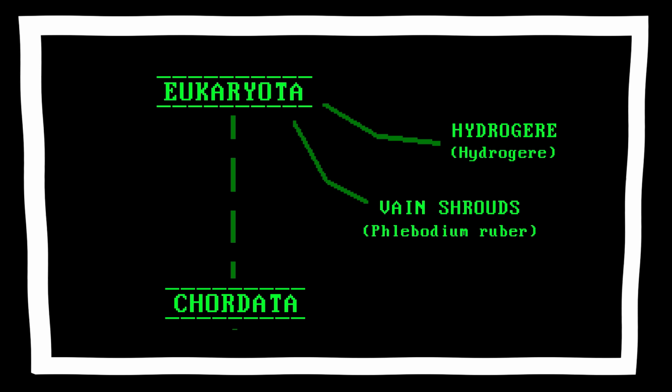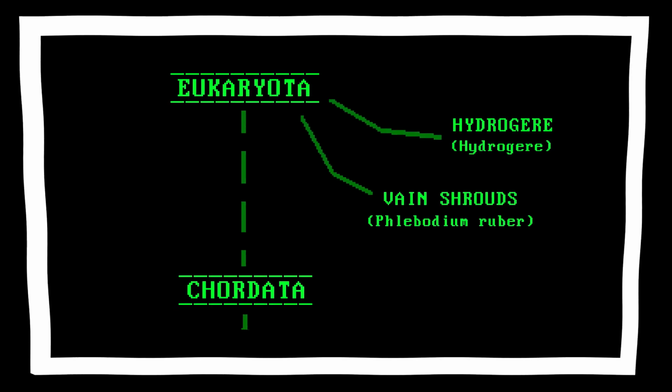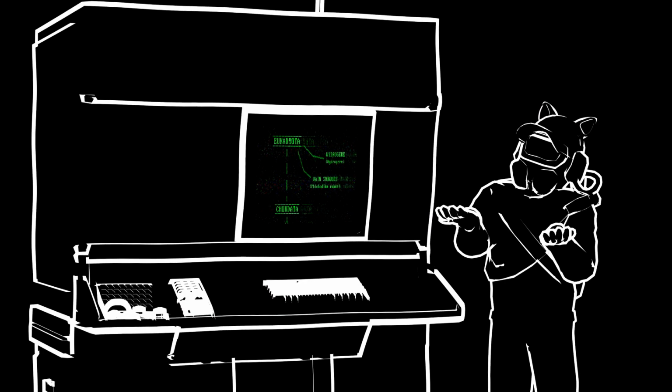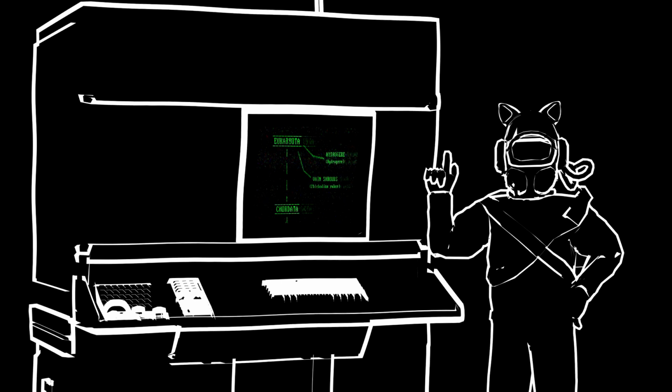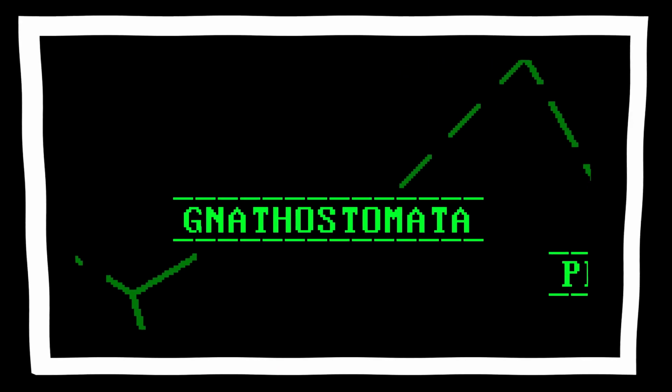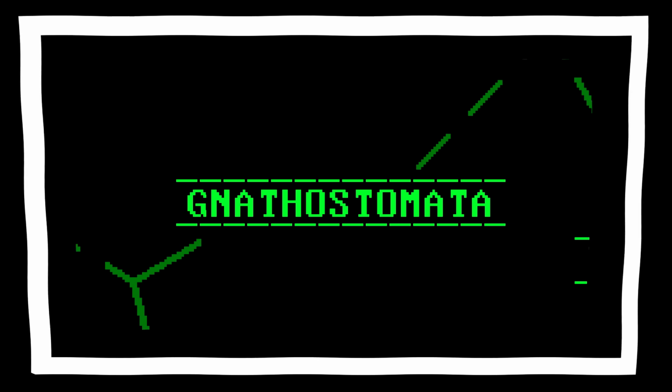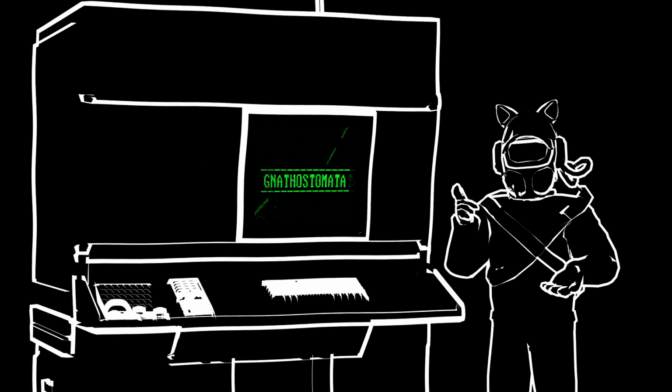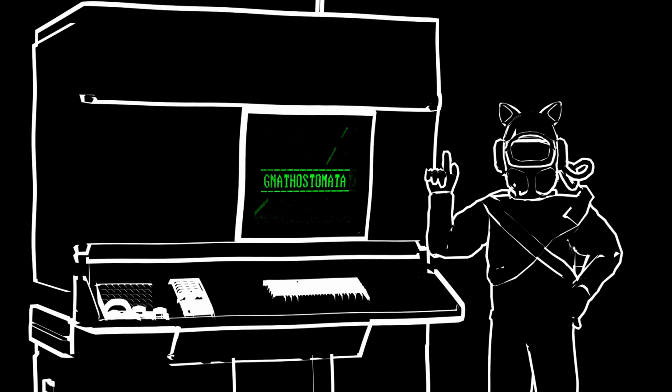So then we go down to Chordata. Chordata means animals with backbones, so if it has a spine or something resembling a spine, like an exoskeleton, it will go into Chordata. We're going to go to the left first, so we're going to go with Gnathostomata, which just means jawed vertebrates, animals that have bones or something like bones and jaws.